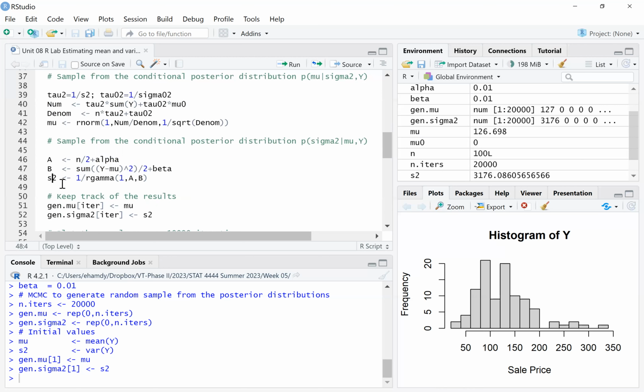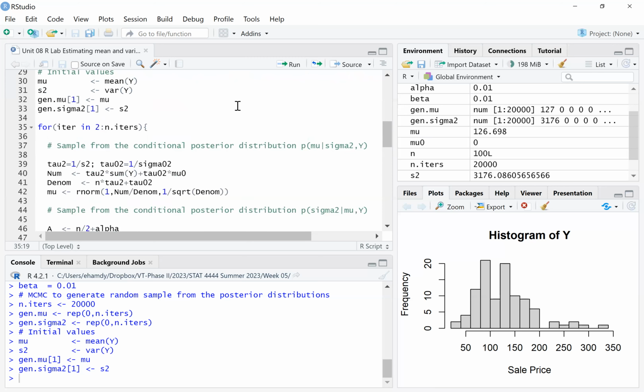And then I will randomly select a value from the gamma distribution. And then I will use 1 divided by it, which gives me a value generated from the inverse gamma. So if you'd like to use the inverse gamma function, it's fine. If you'd like to use 1 divided by gamma, it's fine. And after we randomly select one value for mu and one value for sigma square, these will be initial values for the next step.